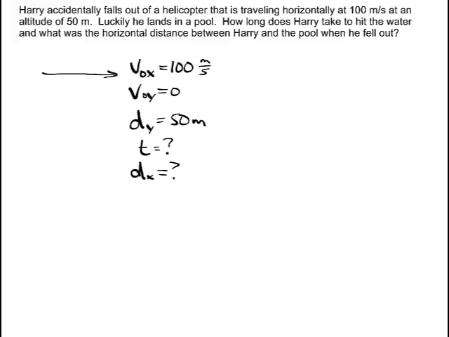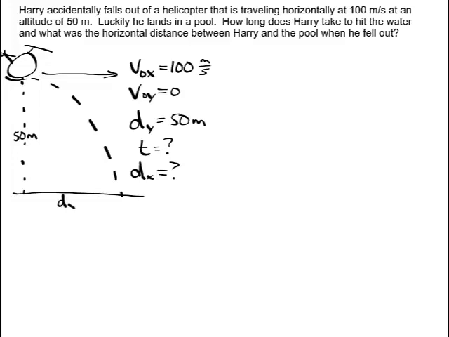Okay, let's draw a little picture here. So here's my helicopter flying along, doing its thing, and Harry falls out and goes plop. Okay, now the vertical distance straight down is this 50 meters that we know, and this horizontal distance we do not know. Okay, so I'm going to call that dy. Okay, the little x's and the little y's just mean horizontal and vertical.